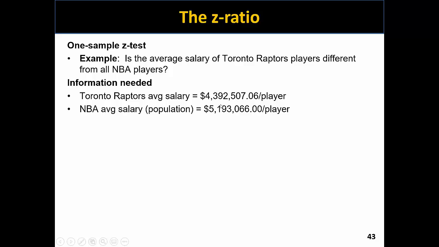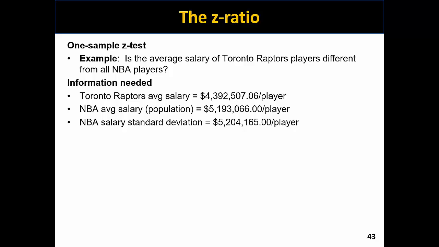So when we examine these two values, we might look at this and say, well, the average Toronto Raptor player is paid less than the NBA average, which would be true. But in statistics and quantitative methods, we want to be assured of whether this difference is different than random chance or is truly something that is systematic with the salary structures.